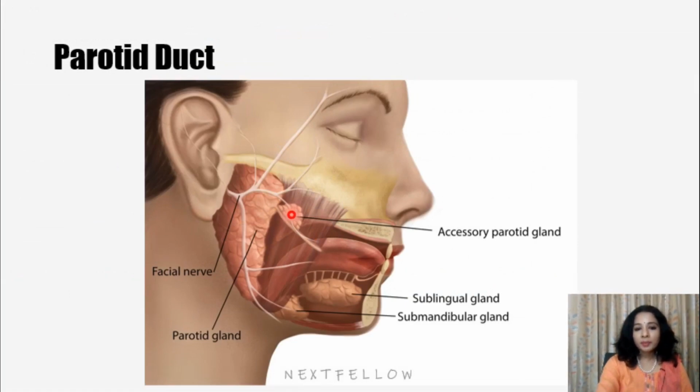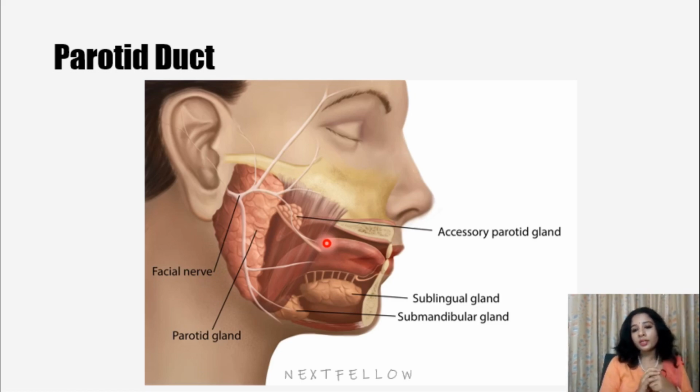So here is the parotid duct which I am talking about, and it winds round the anterior border of the masseter, and sometimes it may be associated with the accessory parotid gland which is present above the duct. After winding round the masseter, it pierces the buccinator muscle, buccal pad of fat, buccopharyngeal fascia and pharyngobasilar fascia. So four structures are pierced by the parotid duct to open up into the vestibule.